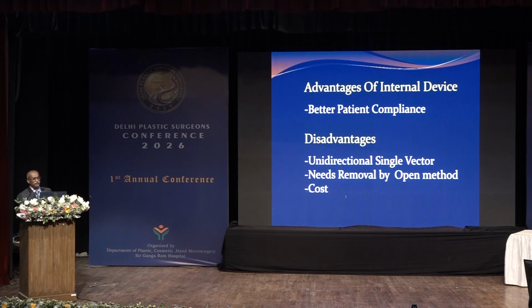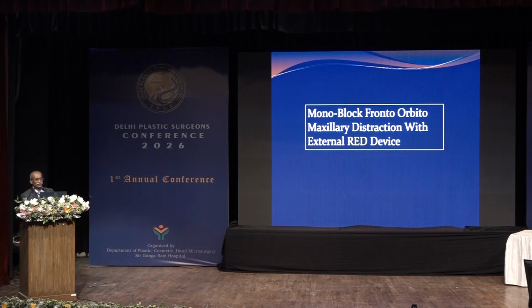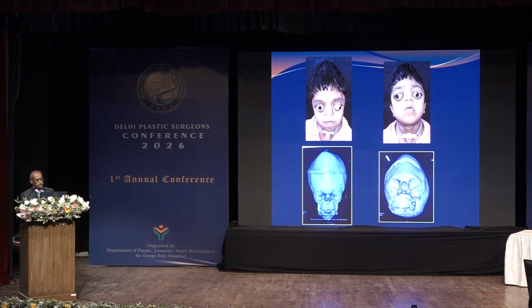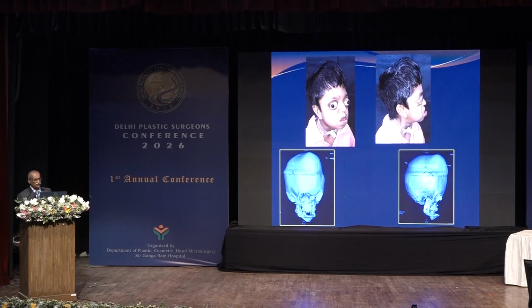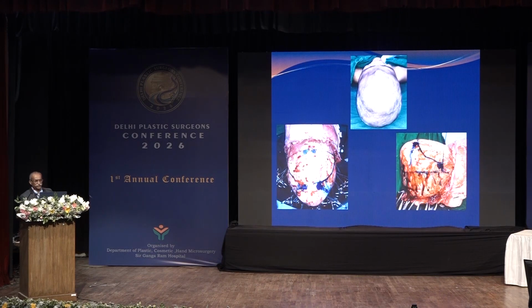So the advantage of the internal device is better patient compliance and a unidirectional single vector. The disadvantage is the unilateral vector, and it needs removal at the time of removal of the distractor. If your requirement is more, in such a patient with tracheostomy-dependent syndromic craniosynostosis, severely hypoplastic maxilla and cranial deformities, there is no way you can put in an internal distractor. So in that case we use the pull technique, where you use a rigid external distractor.